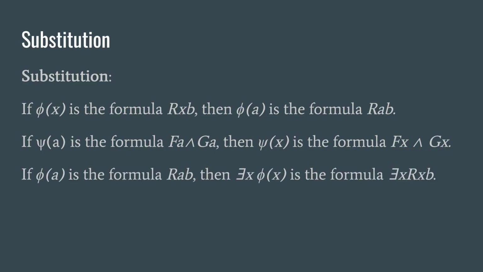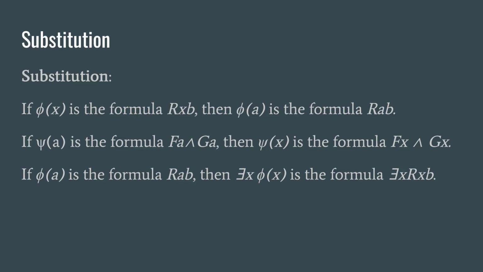We can also do substitutions incorporating the quantifiers. So notice that in this example, there were no quantifiers. The variables here are free. In this case, we're going to do a bound variable substitution. If phi a is the formula Rab, then there is x such that phi x is the formula there is x Rxb. So all we've done here is we've gone through and again replaced the individual constant with an x, and then we've bound that variable with a quantifier.